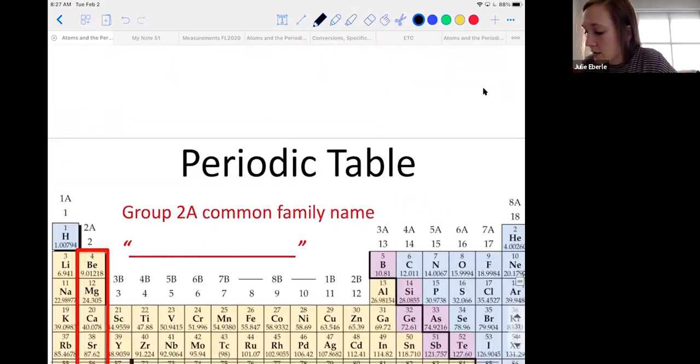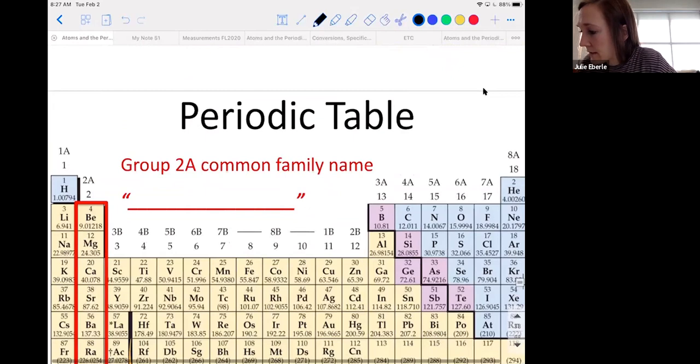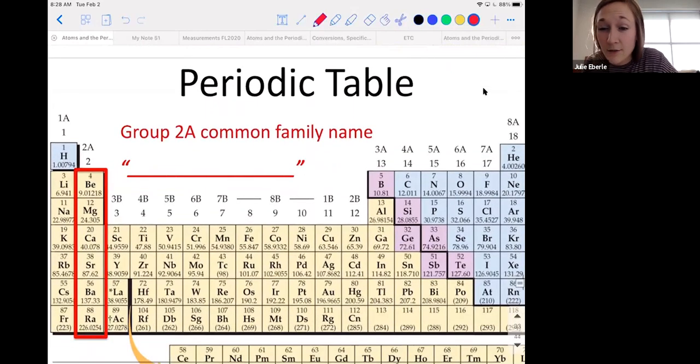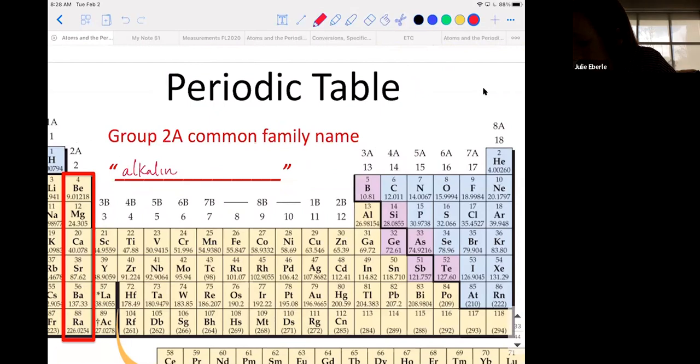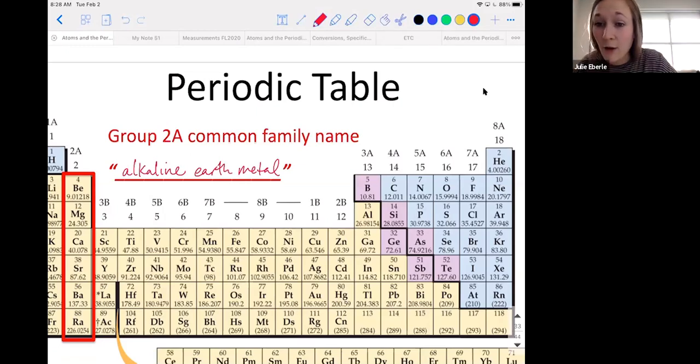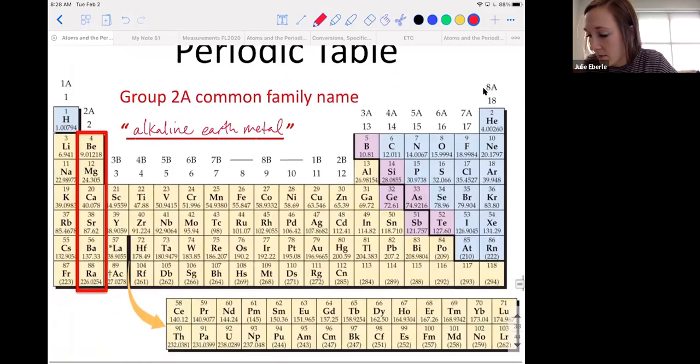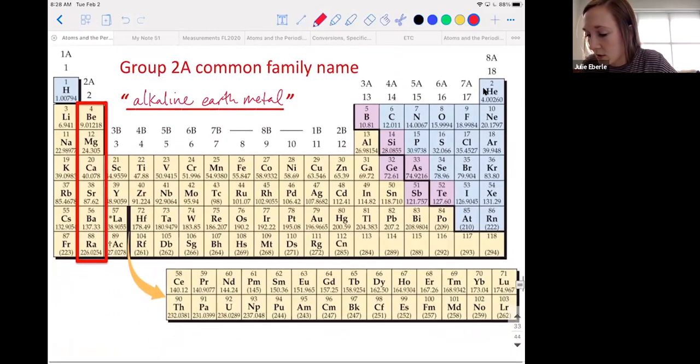All right, let's go on to group number 2, 2A. The common family name here is very similar to group 1, so don't get them mixed up, but these are the alkaline earth metals. Okay, so we've got the alkali metals and then the alkaline earth metals, very similar, but make sure you understand which one's which.